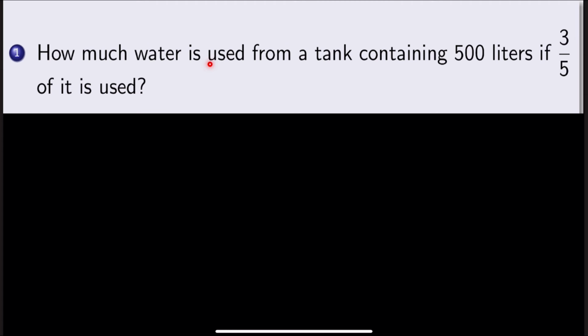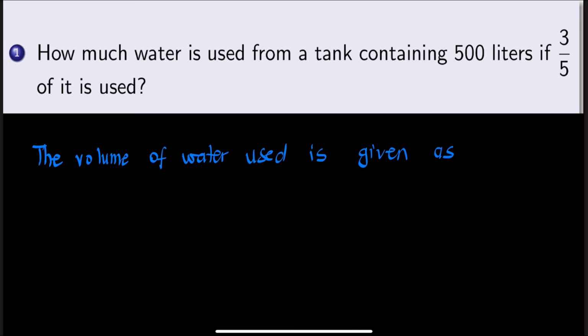How much water is used from a tank containing 500 liters if 3/5 of it is used? So here we have the volume of the water to be 500 liters and we've used 3/5 of it. The volume of the water used will be giving us 3/5 times 500 liters.